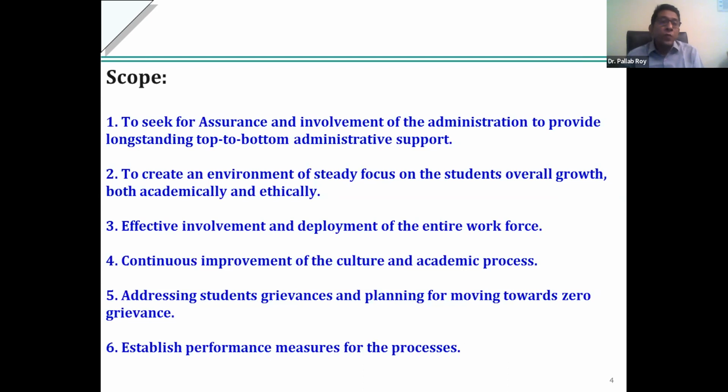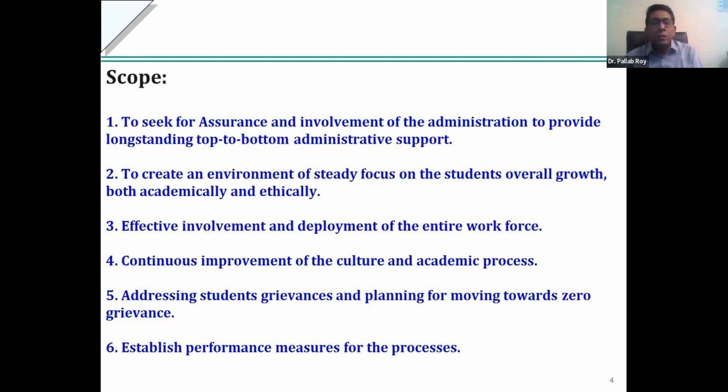So what are the scopes for improvement, or what are the scopes under this project taken? I have jotted down 6 points over here. You can see, to seek assurance and involvement of the administration to provide long-standing top-to-bottom administrative support. When I'm trying to implement something, when I'm trying to bring some changes, naturally I need the administration to be by my side and to provide me all the administrative support needed to implement it.